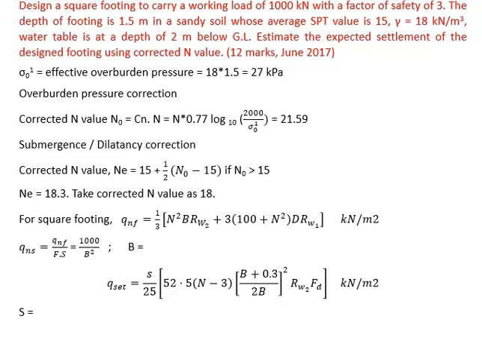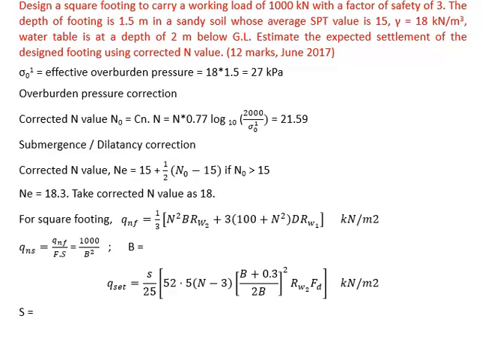Next example: design a square footing to carry a working load of 1000 kilonewton with a factor of safety of 3. The depth of footing is 1.5 meter in a sandy soil whose average SPT is 15, gamma equal to 18 kilonewton per meter cube. Water table is at a depth of 2 meter below ground level. Estimate the expected settlement of the designed footing using corrected N value.